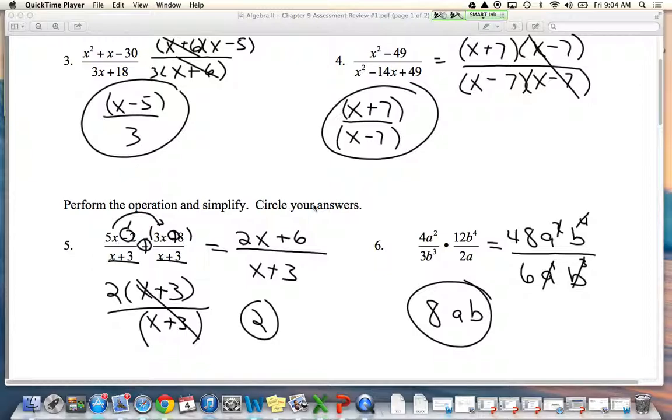Now if I would have canceled right away, I could have done this. I said, you know what? This 3 goes into this 12 4 times. This 2 goes into this 4 twice. Then I had 4 times 2, which is 8. Now here, same thing. I have 1 a here, which gets rid of this one. I have 3 b's here, which gets rid of those. So now I have 1 a on top and 1 b on top. So either way you do it, you're going to get the same answer.